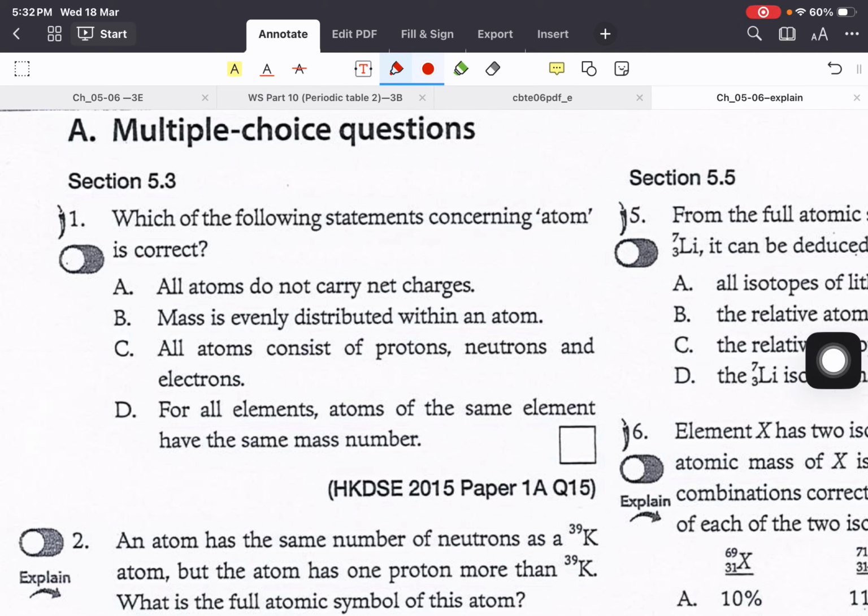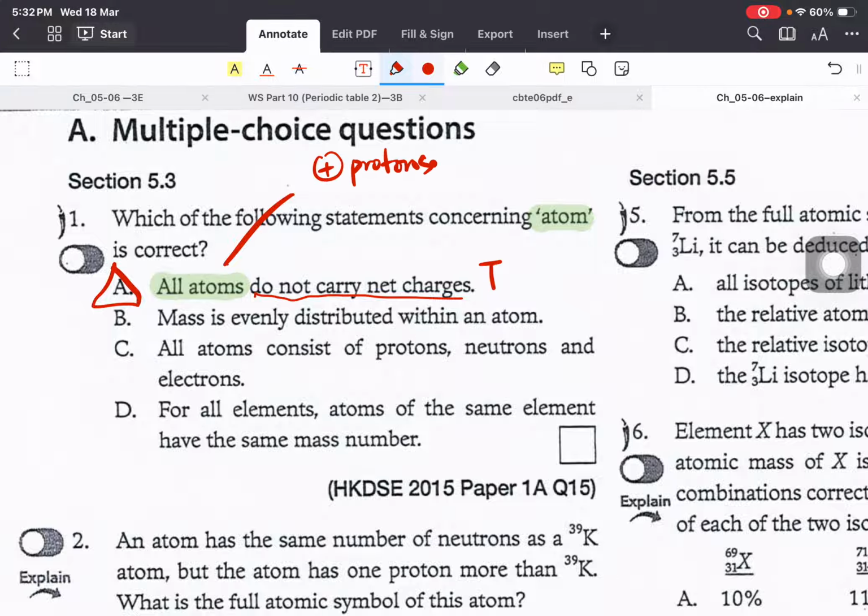Okay, for these multiple choice questions, first one, which of the following statements concerning atoms is correct? It's asking about atoms. All atoms do not carry net charge. Is this right? This is actually the answer. The answer is A. Why? An atom has a number of positive charges, protons, equal to its number of negative charges. They are the same. So therefore, A is already correct.